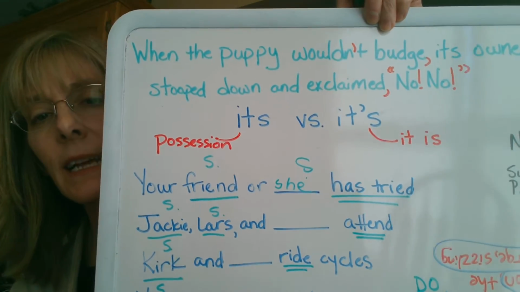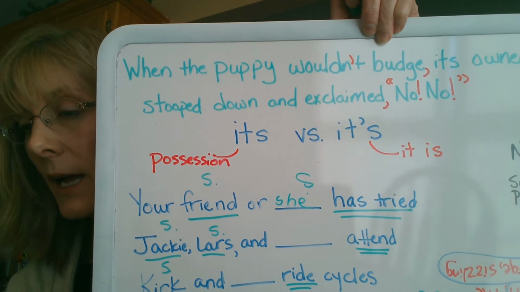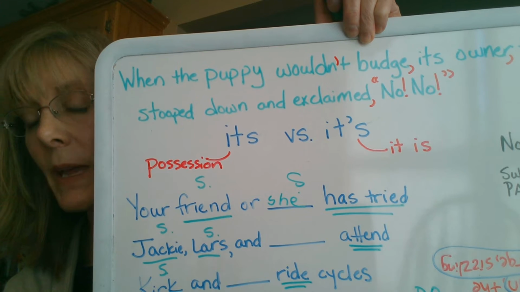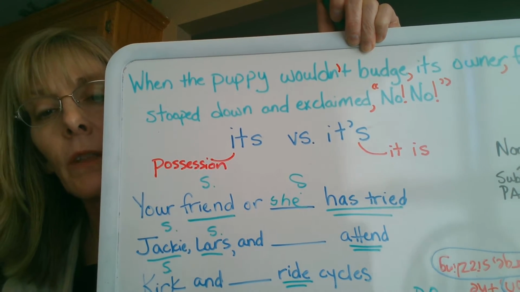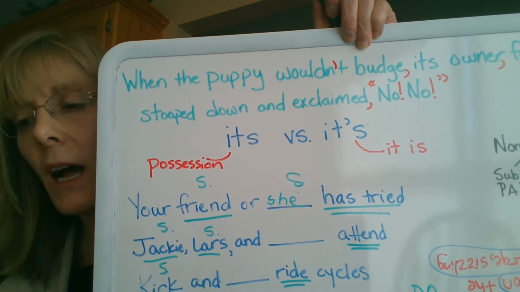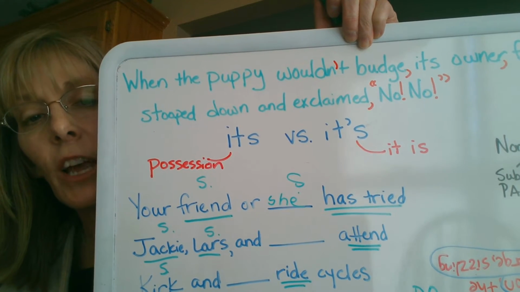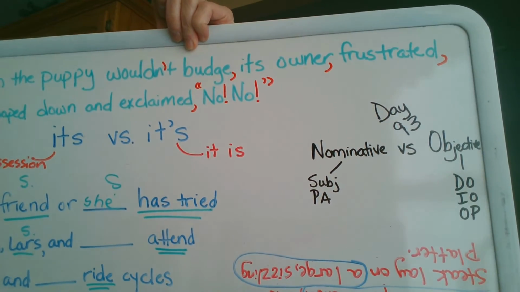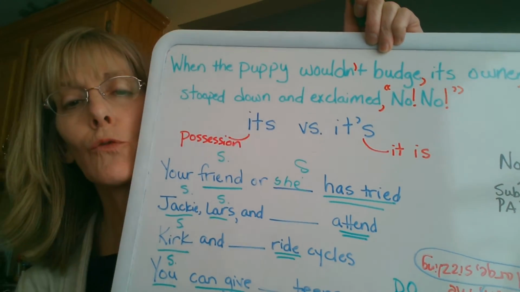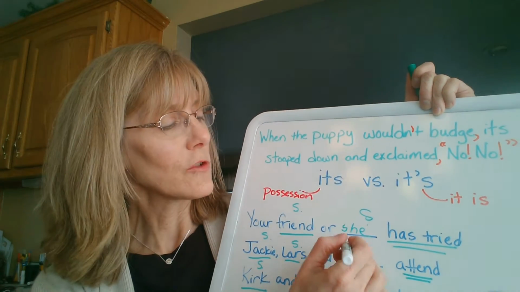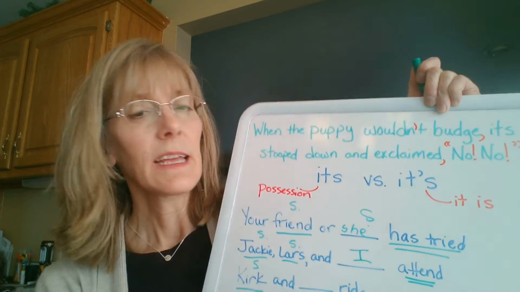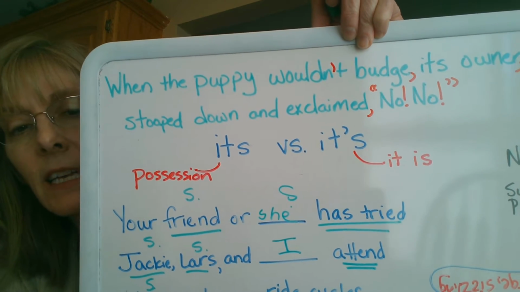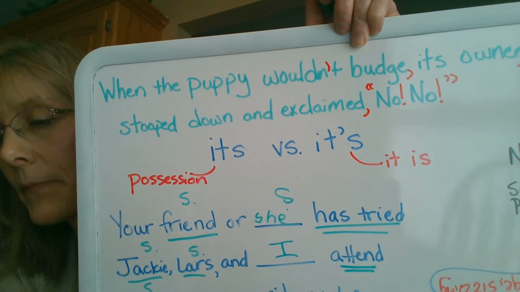All right, let's take a look at the next sentence. Jackie, Lars, and I or me attend jewelry making classes. All right, we know that Jackie, Lars, and something is going to be the subject, and the verb is attend. If it's subject, that puts it in the nominative case. And if you look at your list of nominative pronouns, you will see that I is a nominative pronoun, so that's the one you would use here. It's acting as the subject.